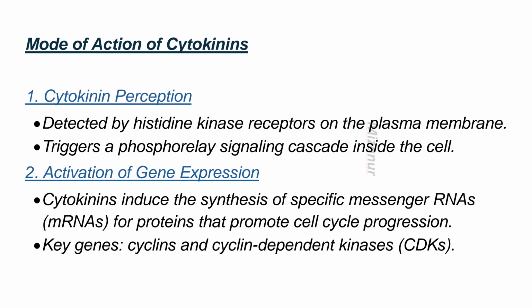Now our last part, the mode of action of cytokinin. Number 1, cytokinin perception. Cytokinin is detected by histidine kinase receptors on the plasma membrane, and it triggers a phosphorelay signaling cascade inside the cell. Number 2, activation of gene expression. Cytokinin induces the synthesis of specific messenger RNAs, mRNAs, for proteins that promote cell cycle progression. In this gene activation, the key genes involved are cyclins and cyclin-dependent kinases (CDKs).